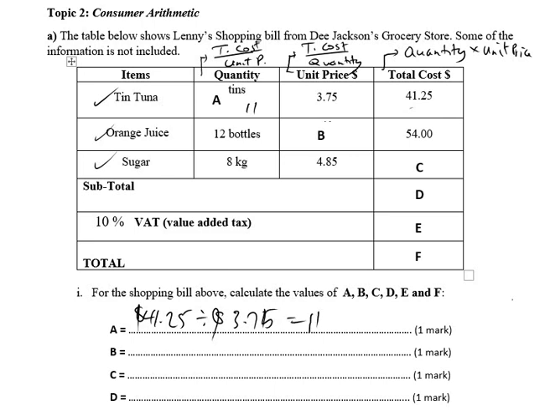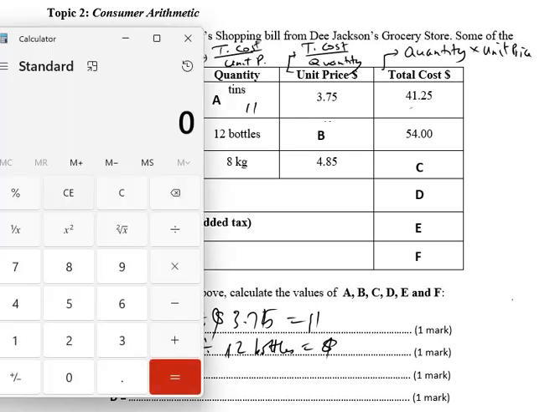To find the unit price, the cost per bottle of orange juice, we're going to divide the total cost, which is $54, divided by the quantity, which is 12 bottles. All right, and then that will give us the cost per bottle. So let's do that quickly. It's going to be 54 divided by 12, and that's $4.50 per bottle.